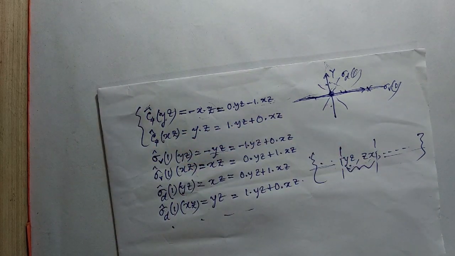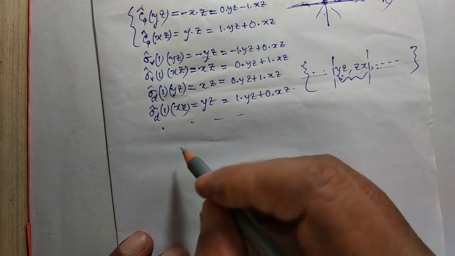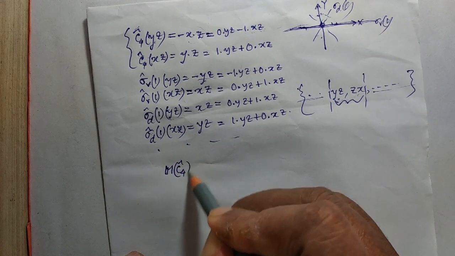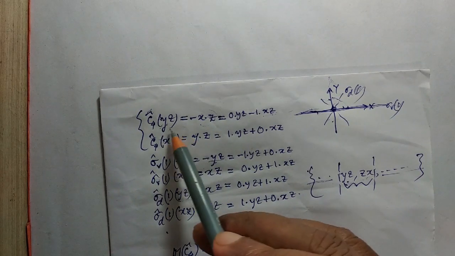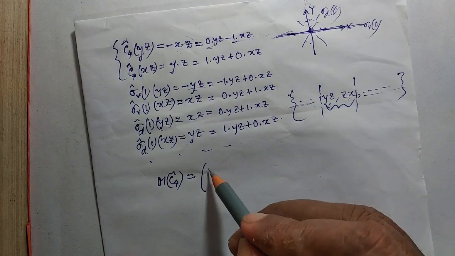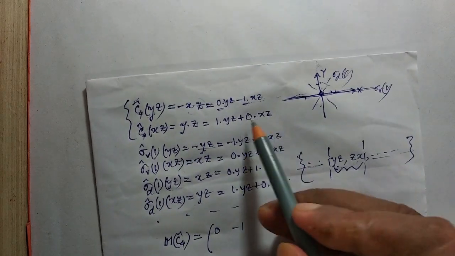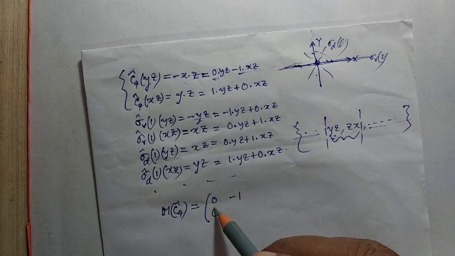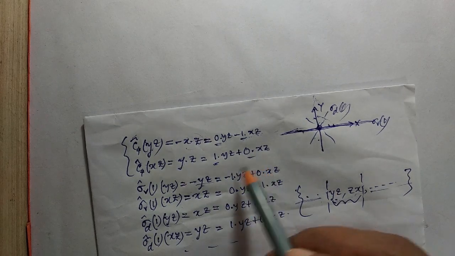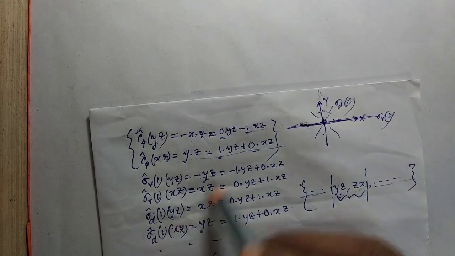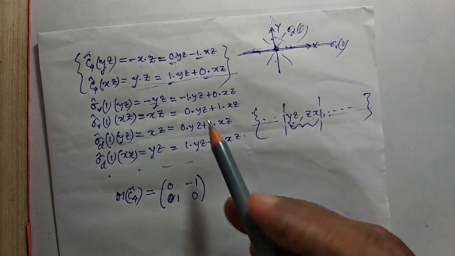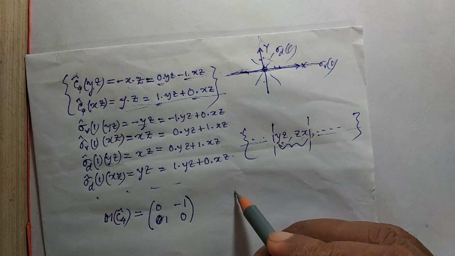From these two lines we get a matrix form for the C4 operator. What is that? You have to take these coefficients row-wise: 0, minus 1 in the first row and 1, 0 in the second row. These two results can be expressed as this.